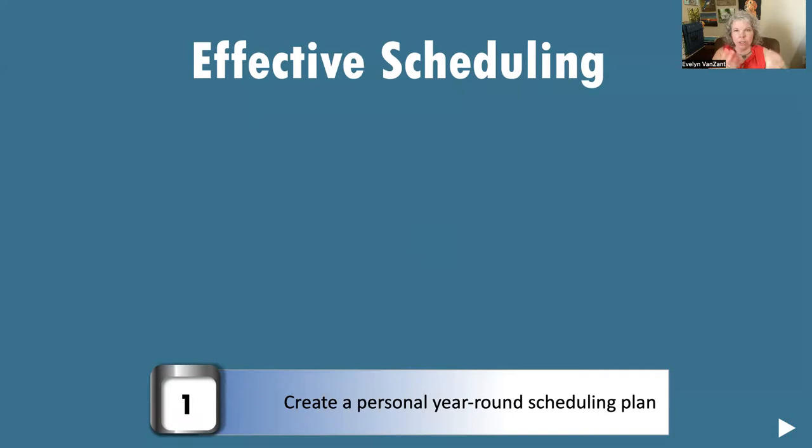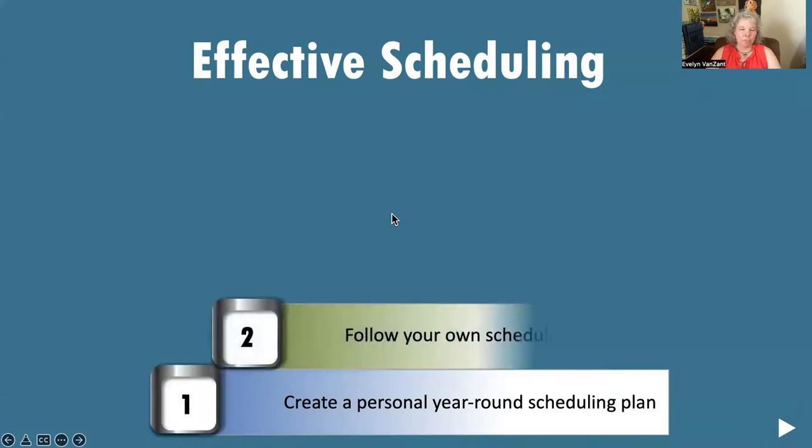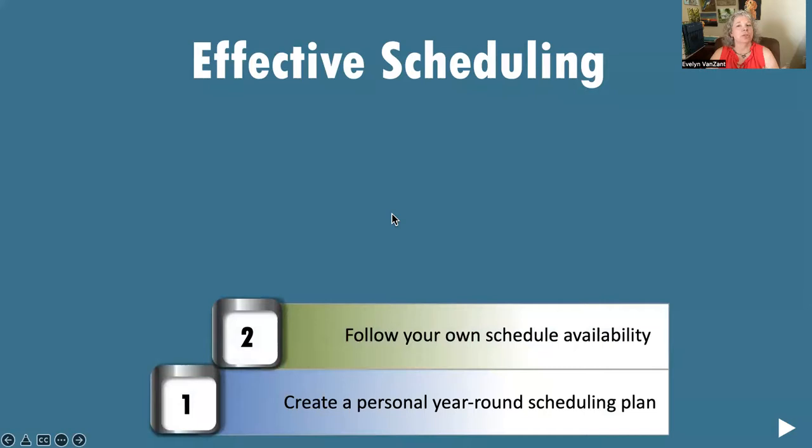Part of marketing, we're customer service based, right? So you reach out to that customer, that parent, and you communicate with them about your scheduling plan. Yes, I do plan to be teaching in the spring of 2023, right? Because you've thought about it. You've been intentional. The second thing is follow your own schedule availability.